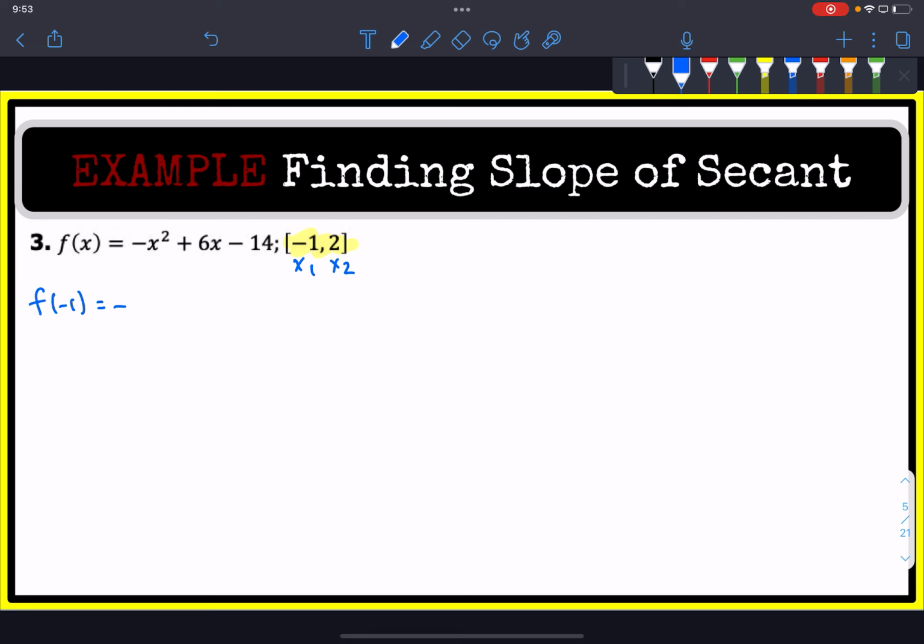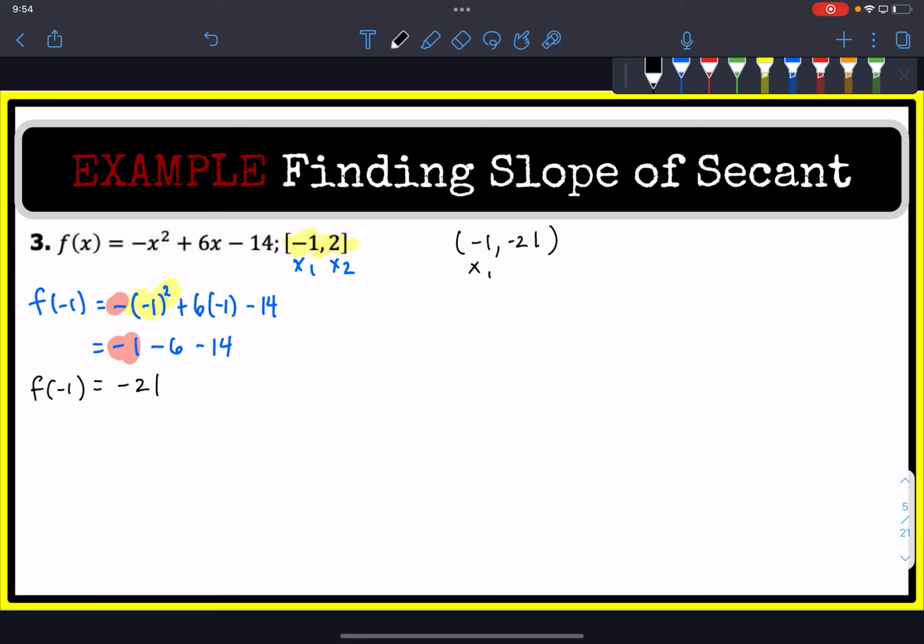So simply substituting -1 into my x's. Remember that -1 to the second power is +1, but because of this negative sign, it's going to keep this number as -1. Now simplifying this even further, this is going to end up becoming -21. So f of -1 is -21. So when x is -1, the y value is -21. So that's my x1, y1.